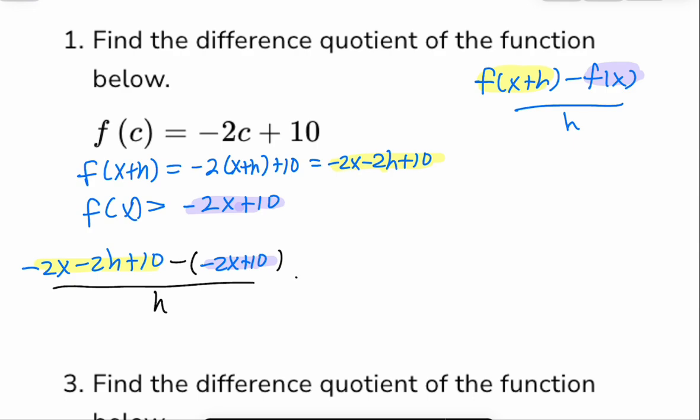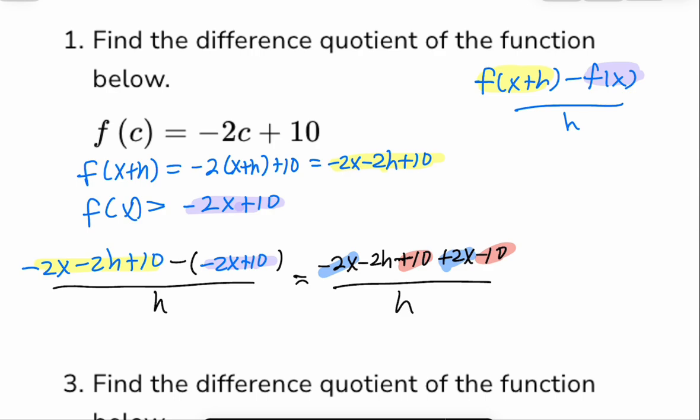So what do I mean by that? Let's look at the top. We get negative 2x minus 2h plus 10 plus 2x minus 10 all over h, because I distributed that negative. Okay, now watch what cancels. Let's cancel some things out. The negative 2x and the positive 2x, gone. Positive 10, negative 10, gone. The only thing that remains should contain an h.